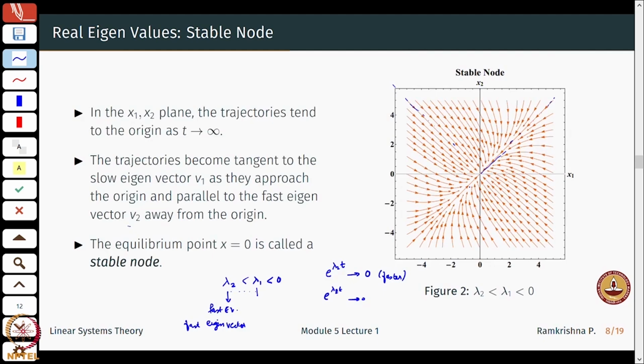When such a behavior is seen, the equilibrium point x0 is called a stable node, because any trajectory starting around the origin will come back to the origin. We will define the notion of stability formally in next week's lectures, but for the moment we can just observe this and call it a stable node.